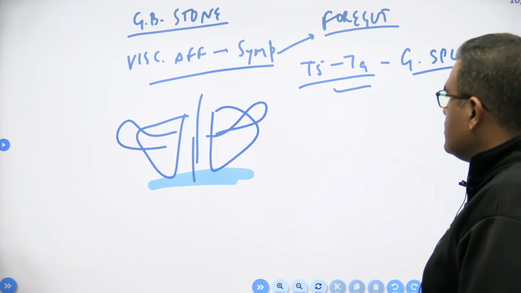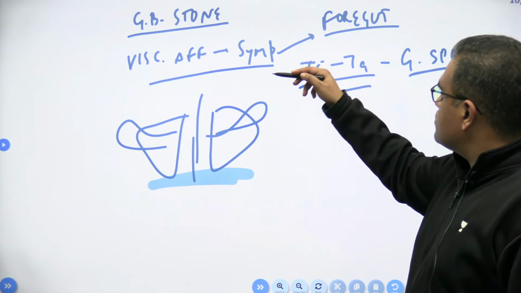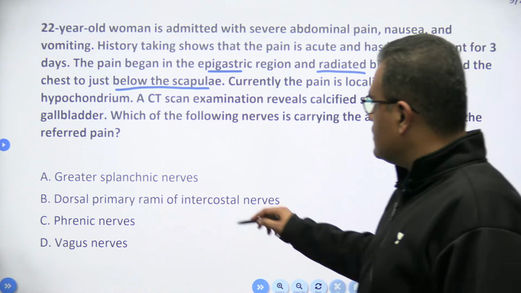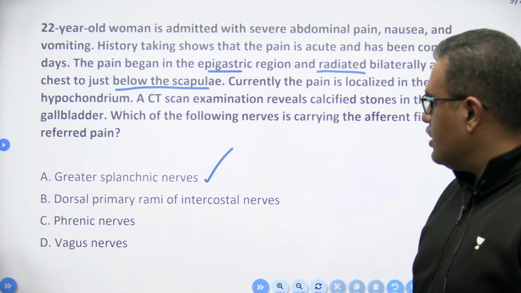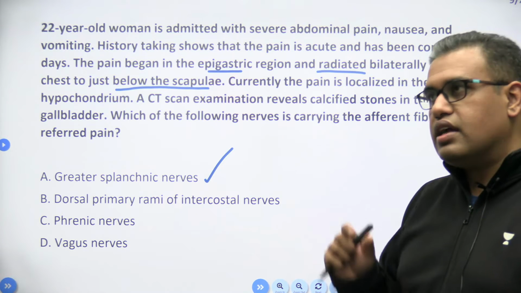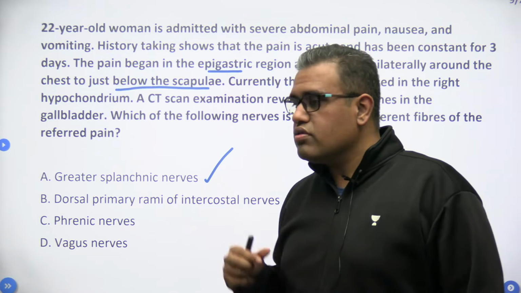So it is under the range of greater splanchnic nerve, which theoretically is also carrying the afferents from the foregut, that is the gallbladder. Therefore, in this question, this is the answer over here, option number A. Dorsal primary rami will only innervate a very small part of the body, that too in the posterior aspect around the vertebrae. Phrenic and vagus nerve nothing to do with GV stones.